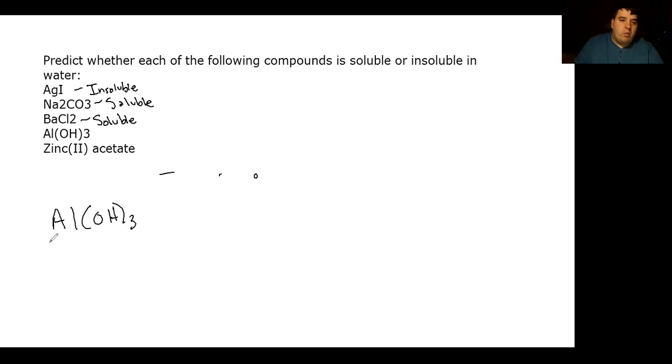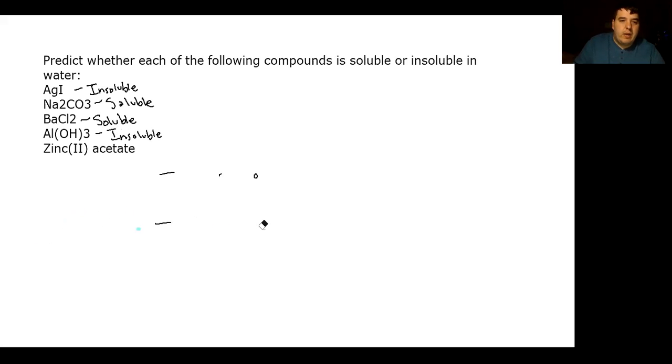Now, looking at this, aluminum is not a group 1 metal. And because it is not a group 1 metal, and it's also not one of the other examples, we can conclude that this is an insoluble compound because, again, hydroxide is always insoluble with the exception of those group 1 metals and a couple other metals. Okay, so that one would be insoluble.